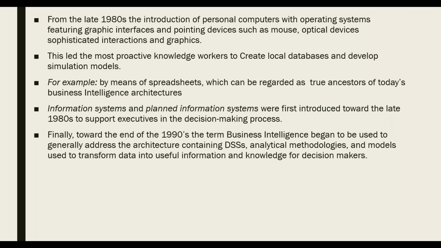So in short, in a nutshell, the proactive approach came in. Local databases started being built. Simulation models were prepared, since graphical output was coming, so let's build something. Okay, as given in the example, spreadsheets. Okay. Information systems and planned information systems were first introduced towards the late 1980s to support executives in the decision-making process. Okay, so information system and planned information system.